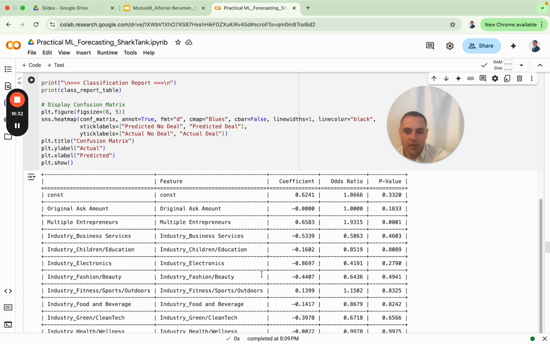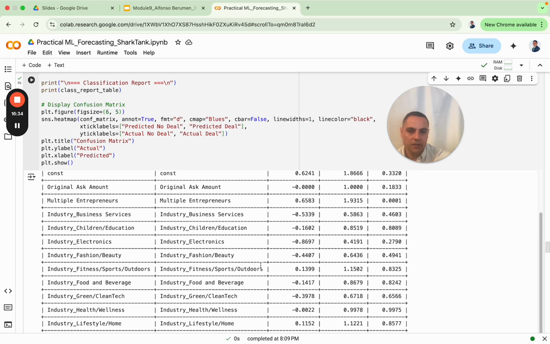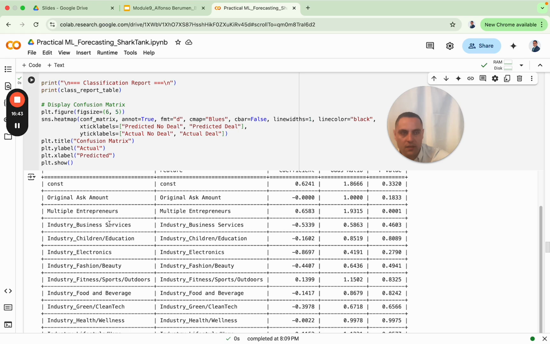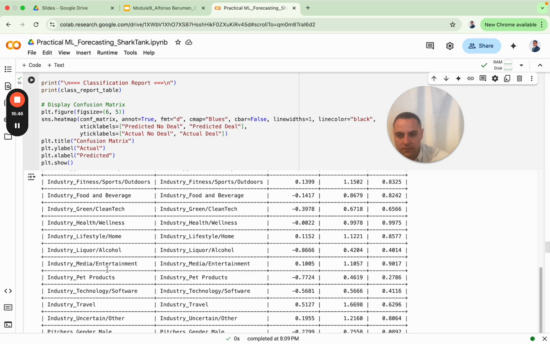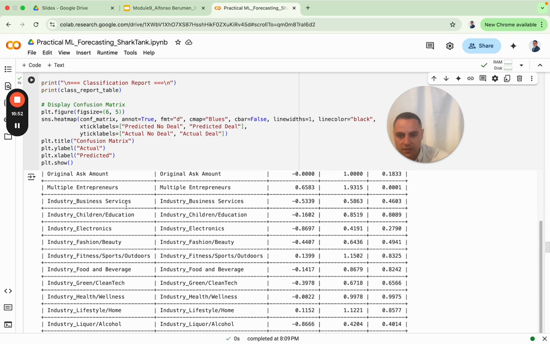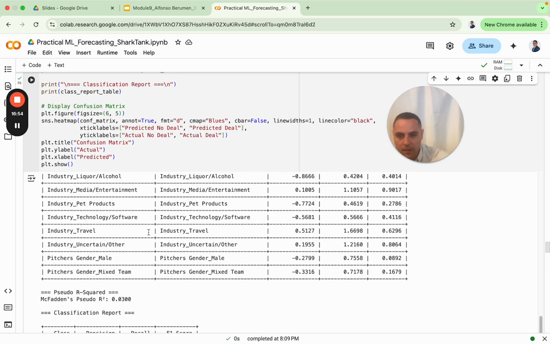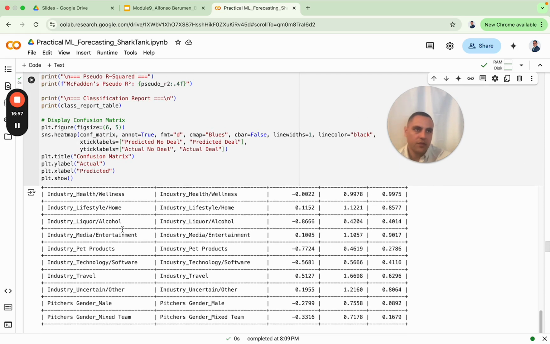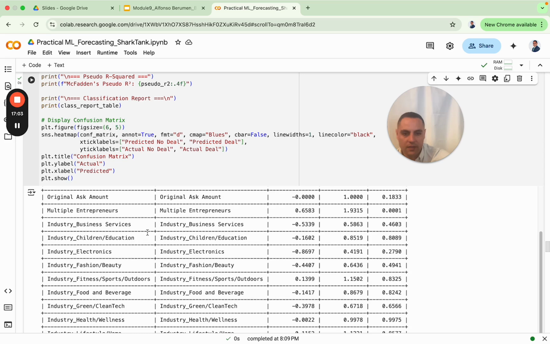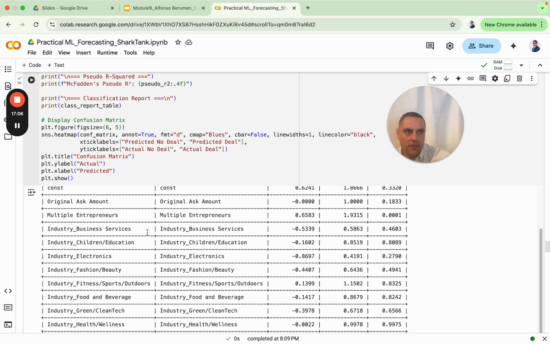And when we look at some of the industry effects, some of the odds are actually lower than 1. So for example, business services and technology and software, right? So those are actually less than 1, or the coefficient is negative. And what that means is that those industries actually have lower odds of getting a deal.